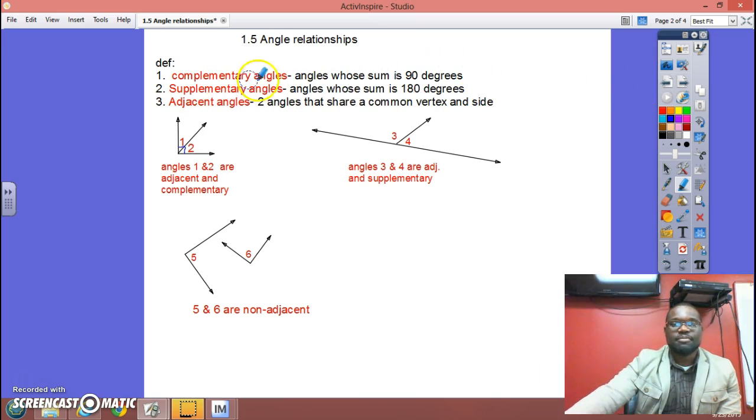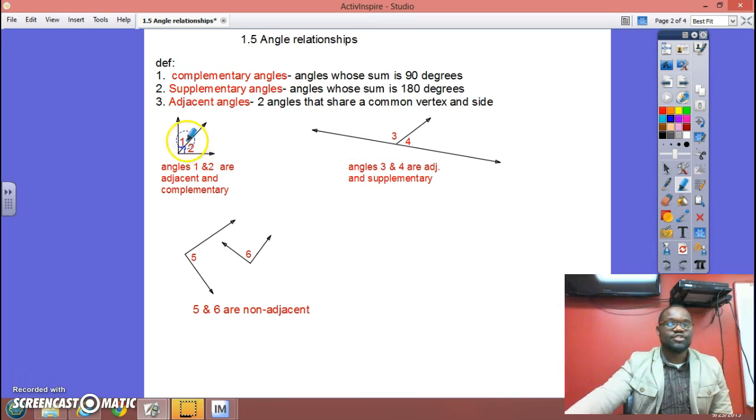These definitions, complementary angles whose sum is 90 degrees, that's important. Supplementary, so I'll just say supplementary from now on, and complementary, you'll know, but supplementary is 180. And adjacent means right next to, two angles that share a common side and vertex. And 2 and 1 and 3 and 4 are examples of adjacent. 1 and 2 are examples of complementary because they add up to be 90. 3 and 4 are examples of supplementary because they add up to be 180. And these are non-adjacent. They don't share a common side.